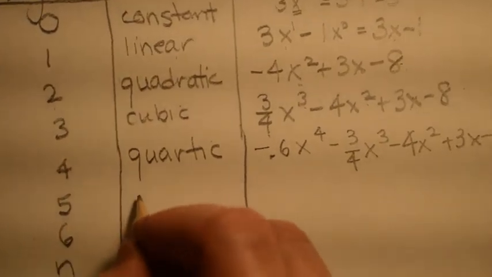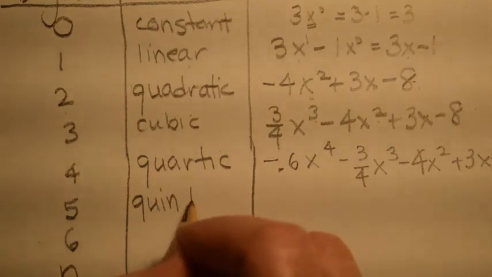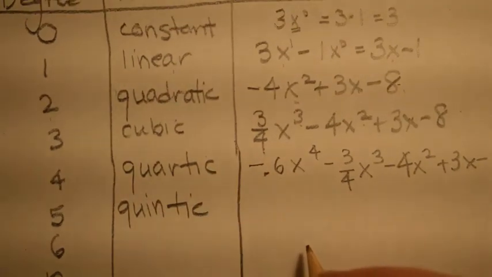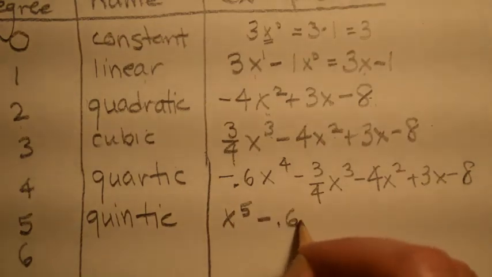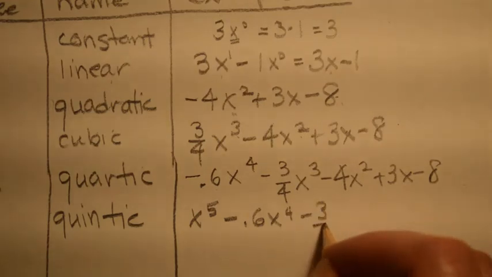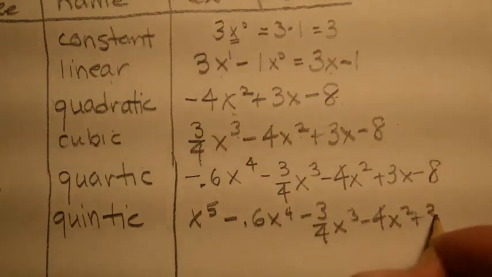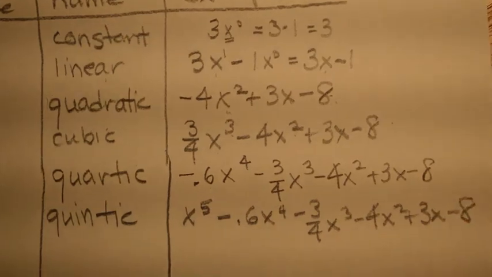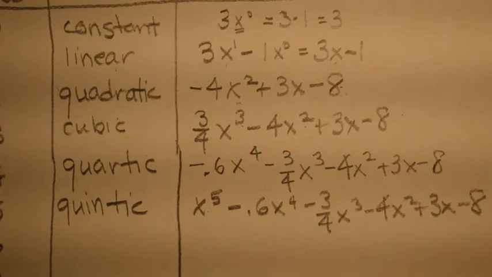For 5, this is called a quintic. I'm just going to be boring here and just do x to the fifth minus 0.6x to the fourth minus 3/4x cubed minus 4x squared plus 3x minus 8. Highest power is 5, so it's called a quintic.